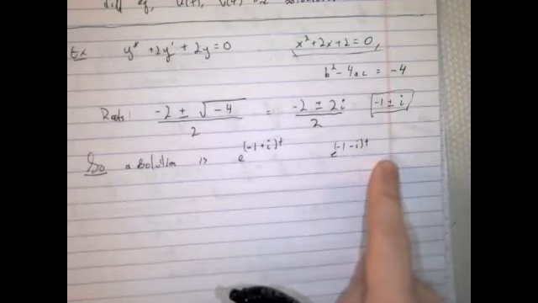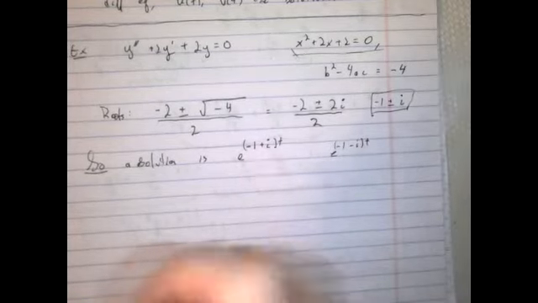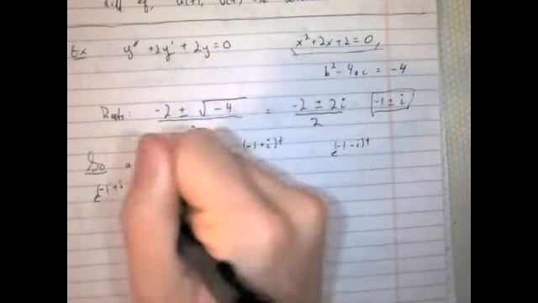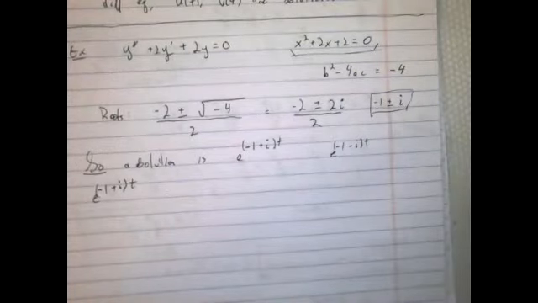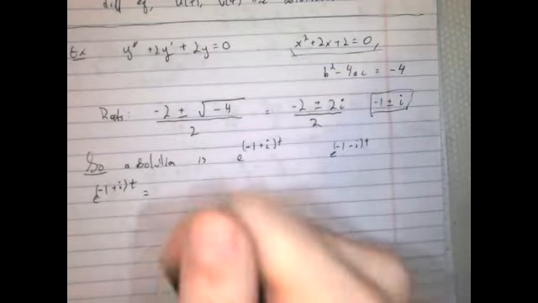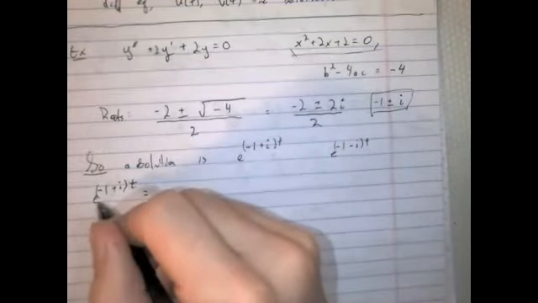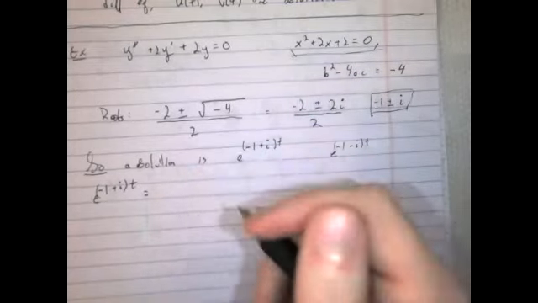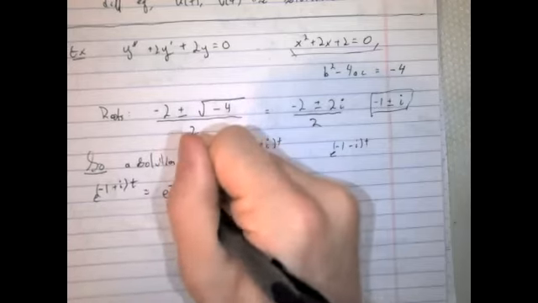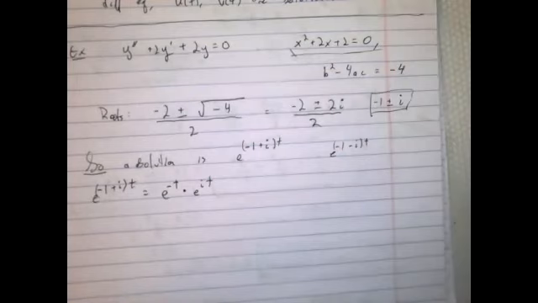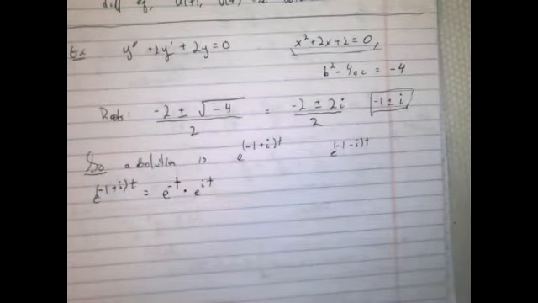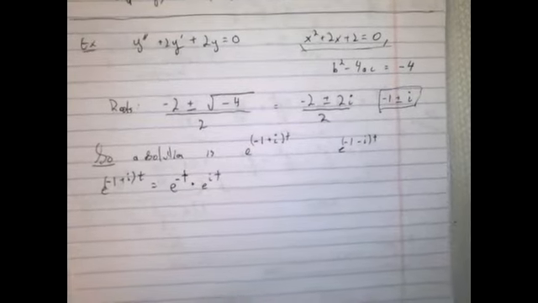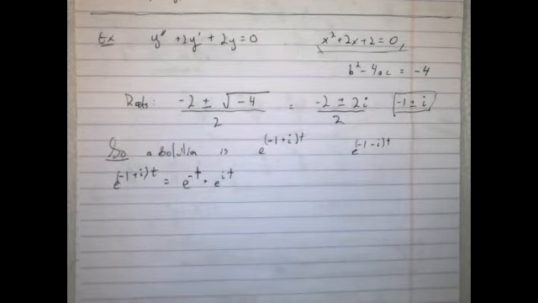Okay, but these aren't quite the real solutions that we want. So how can I rewrite e to the negative 1 plus i times t? Yeah, I can break it into a real component and a complex component, which is like e to the negative t plus e to the it. And then I can use my rules of exponentiation to write it as e to the negative t times e to the it. Do we agree with this? Anyone disagree with this? Does anyone have anything to say at all?